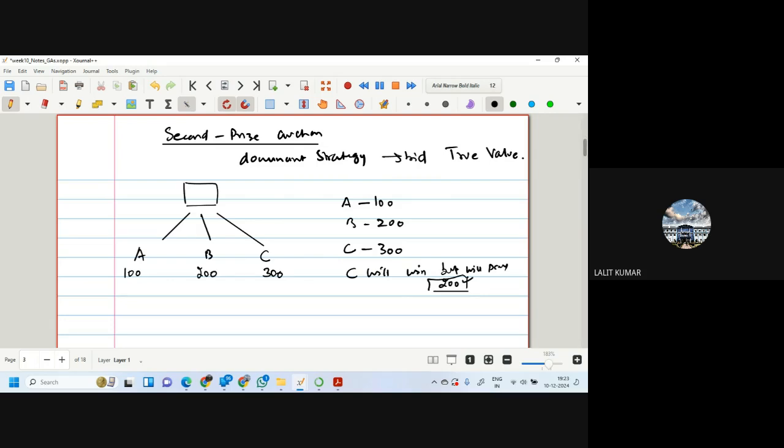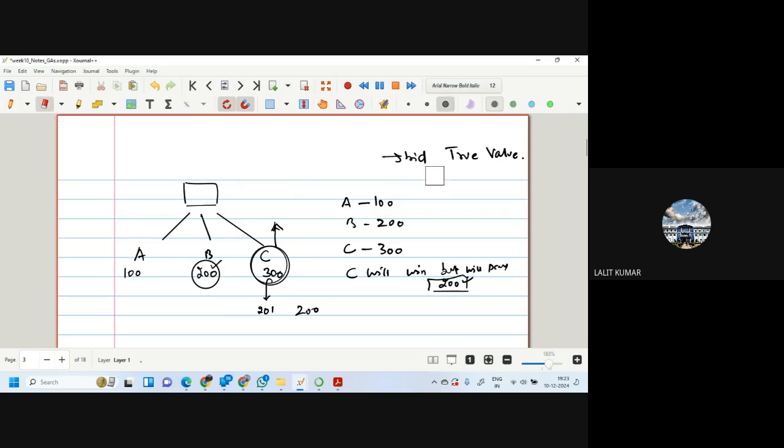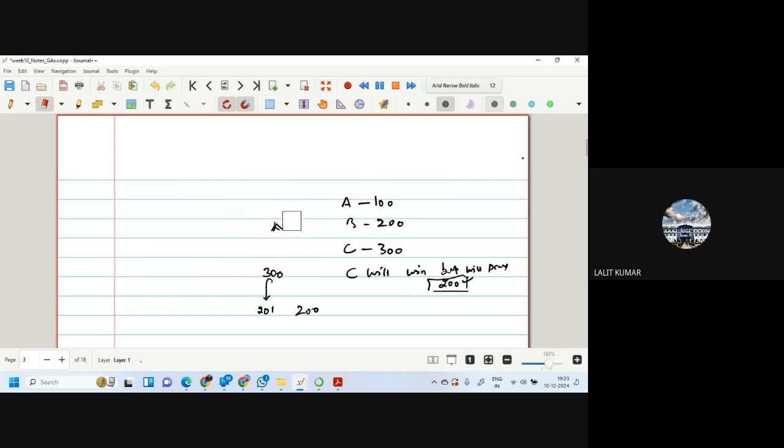Now, why is it a dominant strategy? Because if C bids more, he will still win and he will pay 200 only. If he bids less, but still more than 200 and less than 300, he will still win and pay 200 only. So it is better that in all cases he bids his true value. That's why it is a dominant strategy. So wherever a question comes about the second price auction, always bid your true value.